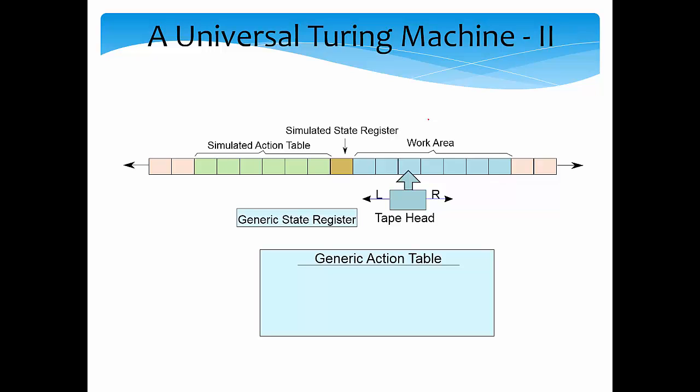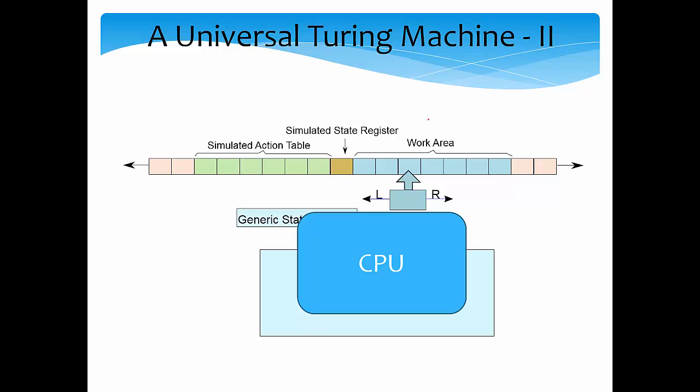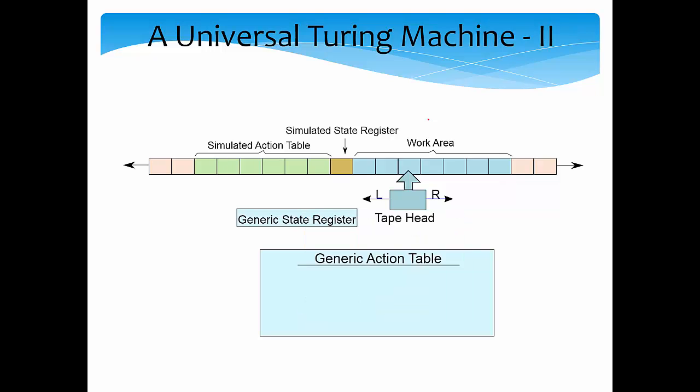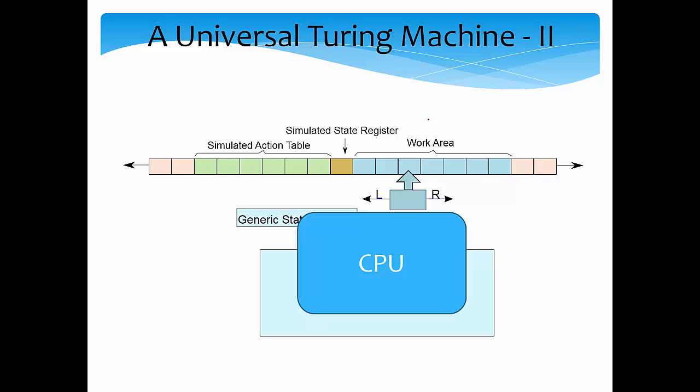So how exactly is this related to a modern processor? The way it is related is actually very simple and very obvious. The generic action table that you have, what exactly is it doing? It is finding out what the simulated Turing machine wants to get done, and it is doing it. So we can think of the generic action table as the CPU, as the processor, which is a general purpose computing device. You give it instructions, the processor will give you meaningful results.